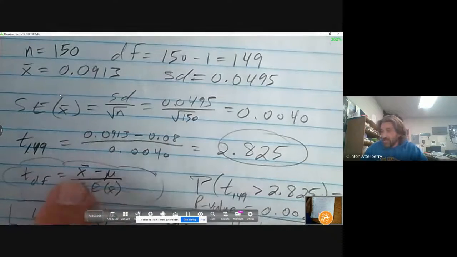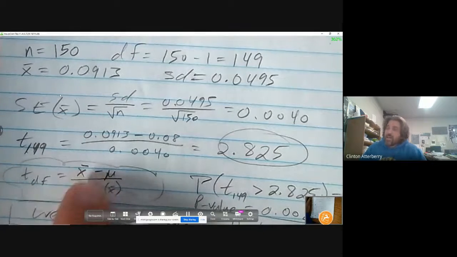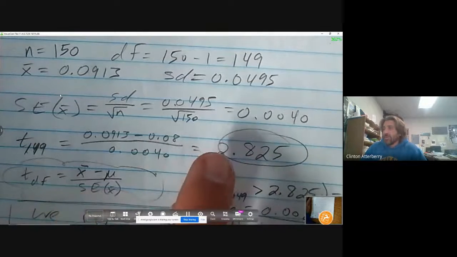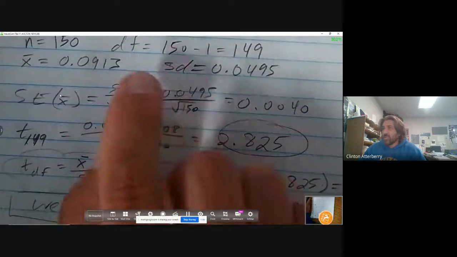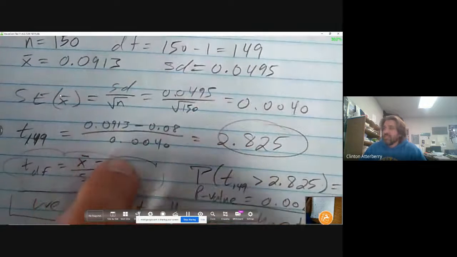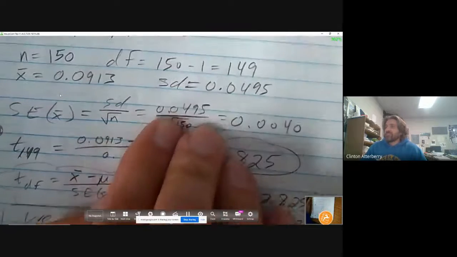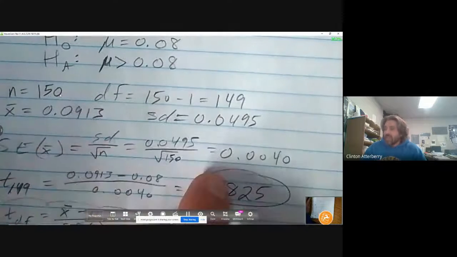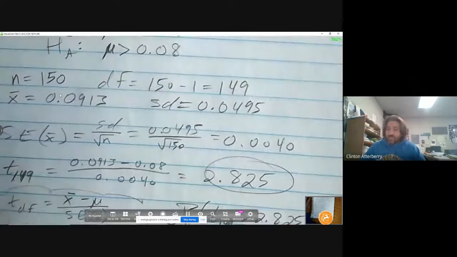it's the average from your sample minus the average that you were looking for. Divide that by the standard error of our average. So our average was 0.0913 from the sample. The average we were comparing it against was 0.08. That was from the problem, or the null hypothesis. Divide that by the standard error, which was the standard deviation divided by the square root of the sample size. And we get 2.825 when we round this.